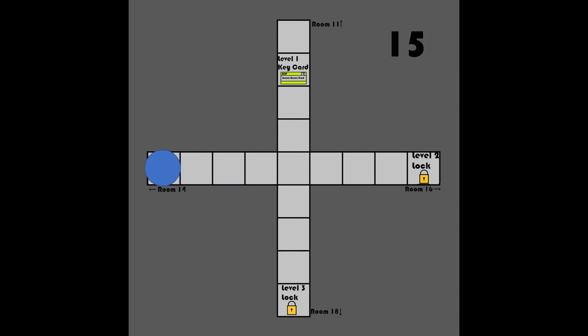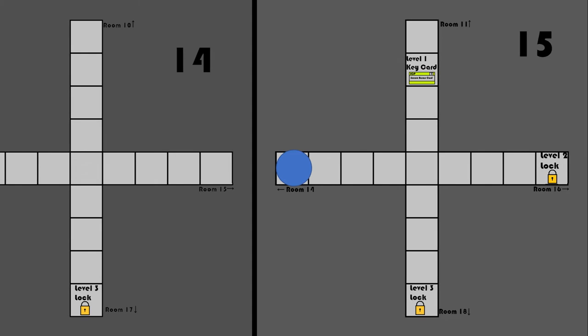Next, when you get to the end of a room and can still move, you get the next room, which is room 14, and you will move onto that board. You then remove room 15, which was the previous board, and put it back in the pile.